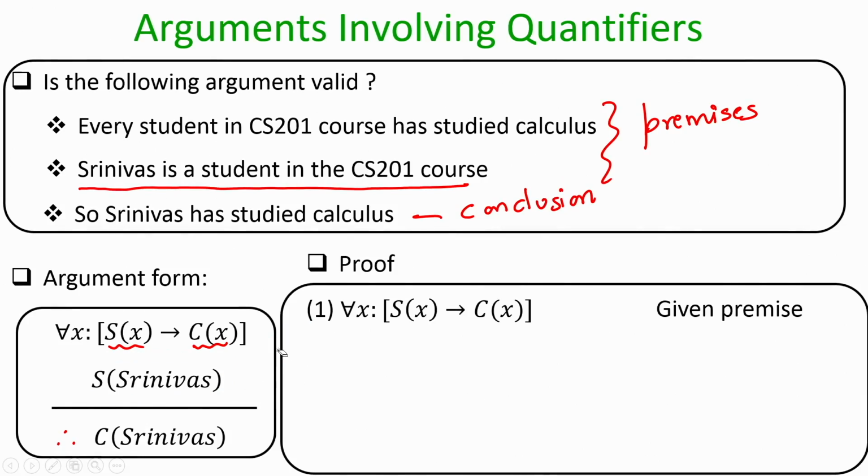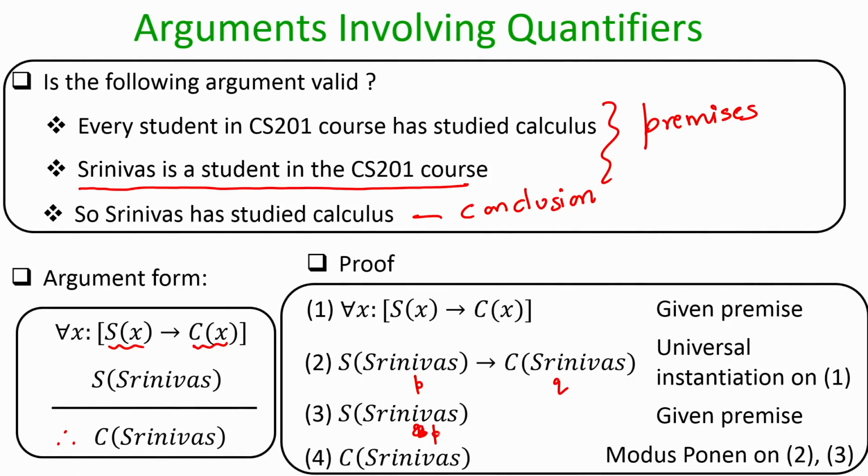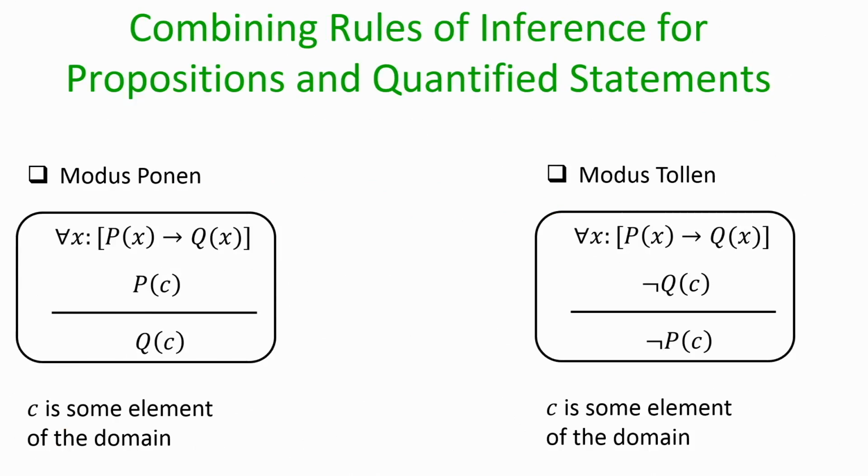So, you are given the premise for all x S of x implies C of x. What you can do is apply universal instantiation, substitute x equal to Srinivas, and get the proposition S of Srinivas implies C of Srinivas to be true. You are also given the premise S of Srinivas to be true. Now you can think that this is P implies Q, a proposition, and a proposition P, both these premises are true. So, you can apply modus ponens and come to the conclusion that C of Srinivas is true.